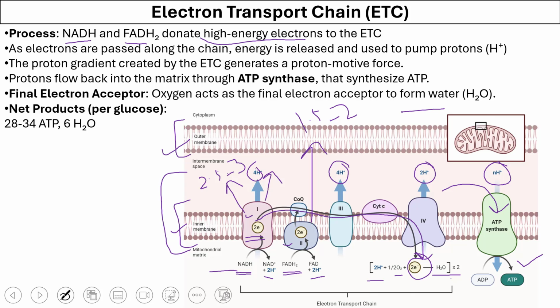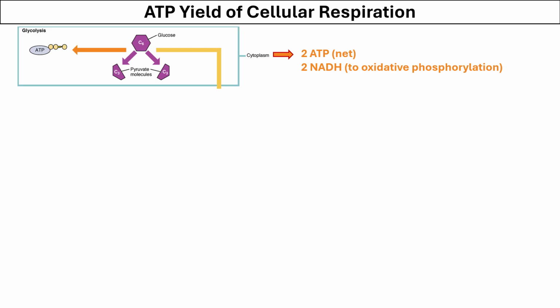Thus, the net product of this electron transport chain can be 28 to 34 molecules of ATP and 6 molecules of water, which you are seeing here. Now let's quickly summarize the yield of ATP through all the steps of cellular respiration.